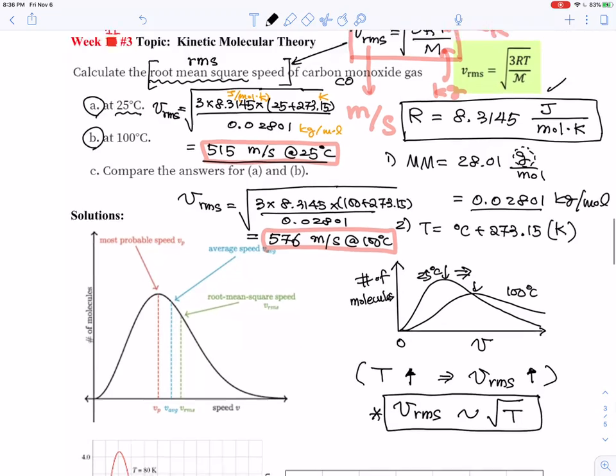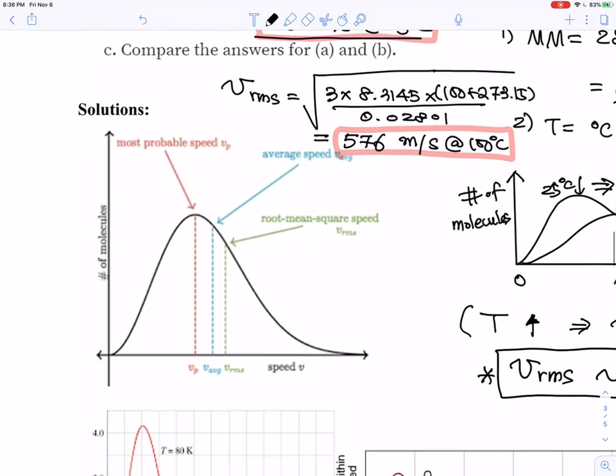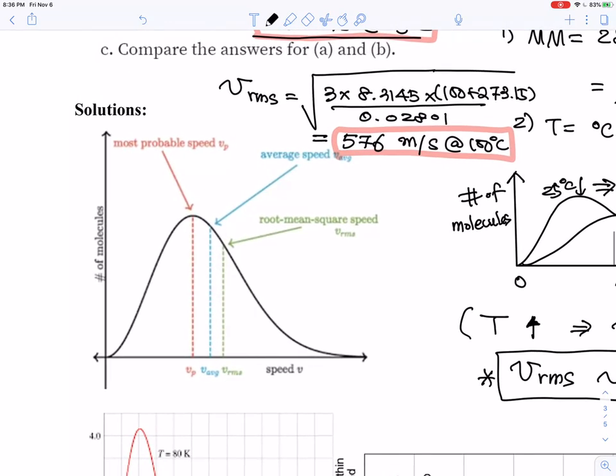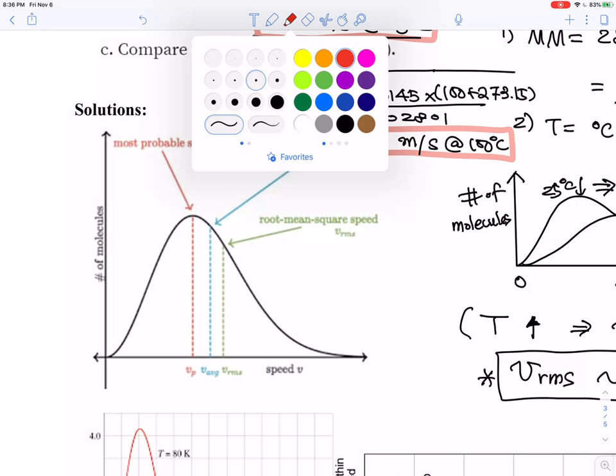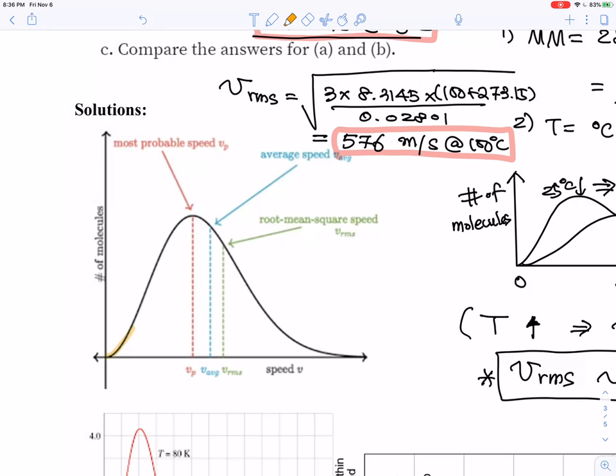I also looked at the literature to show you some more information. This is a speed distribution, right? This curve, the x-axis here is what is known as the speed. The y-axis is going up by the number of molecules, how many molecules there are.